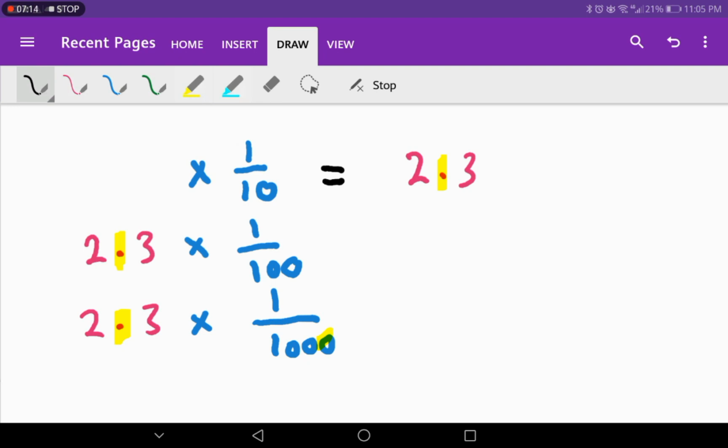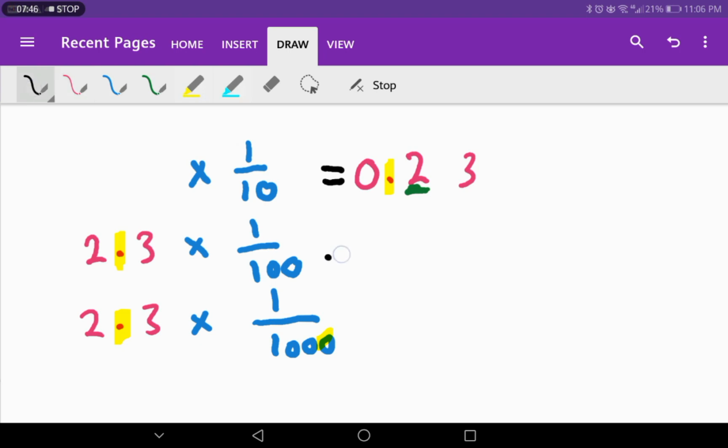Now, the teacher said it is 1 over 10. That means the number will be smaller. That means I have to move to the left. Yes, how many steps? Only one step. So move the decimal point here. Yes. And put 0 for decoration. So the answer 23. Yes, 2300. Don't hesitate to say that.